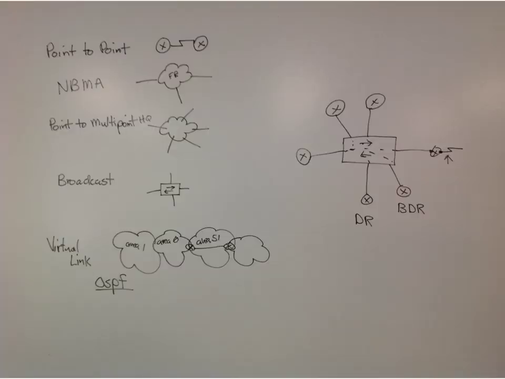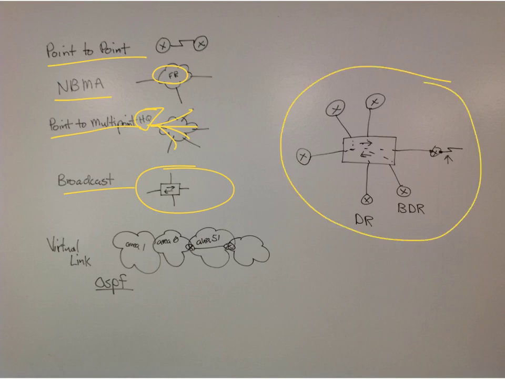I talked about different types of networks: point-to-point, non-broadcast multi-access, like a frame relay, and point-to-multi-point. That can also be out of a frame relay cloud. You have like the headquarters, and then you have these branches off there. Point to multi-point. Broadcast, like Ethernet. A bunch of routers connect to a switch, what we talked about over here, and a virtual link.